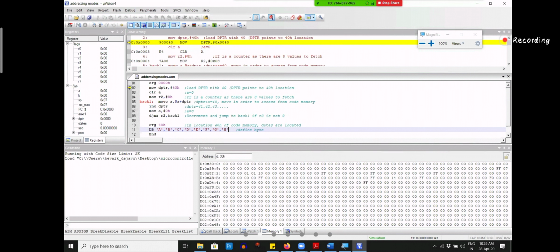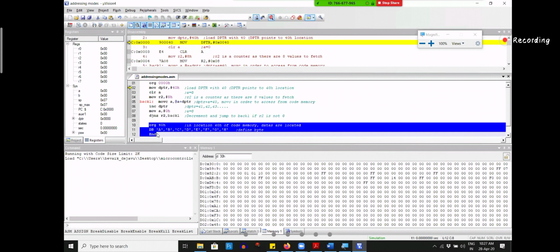Now this is not in data memory. This is in code memory. So in order to check whether in location 40 there is A, I have to check whether in location 40H there is A or not, in 41H whether there is B or not, in 42H whether there is C or not. This is in code memory. This is not in data memory.